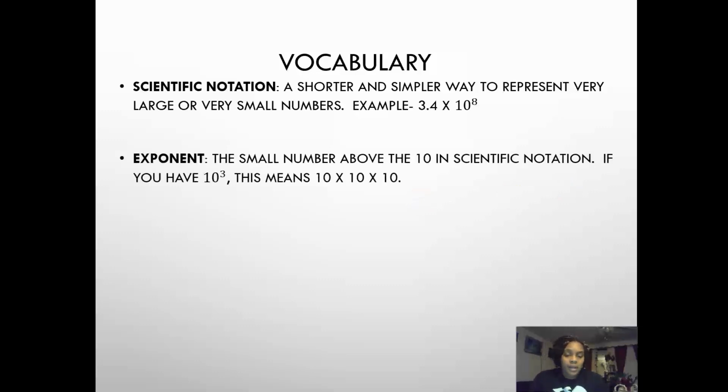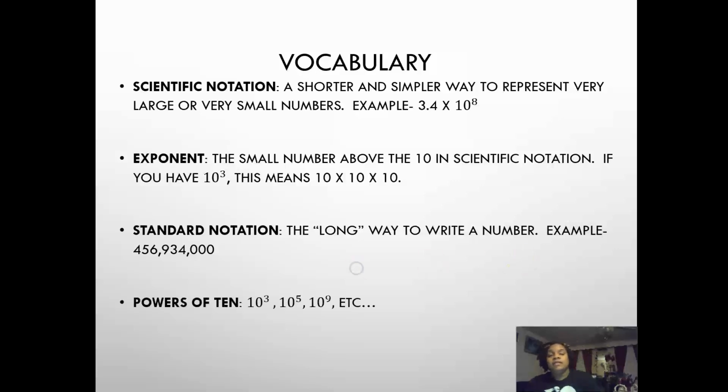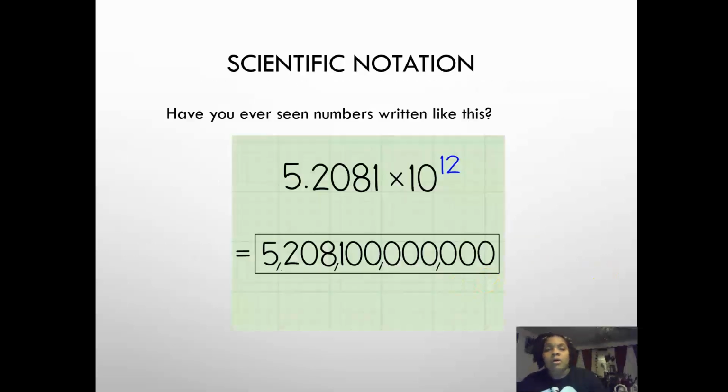Or any number. In scientific notation, if you have 10 to the third power, this means that 10 times 10 times 10. And standard notation is the long way to write a number. Example, 4,056,934,000 will be written differently in scientific notation. And powers of 10: 10 to the third power, 10 to the fifth power, 10 to the ninth power. We're going to be looking at what all that means.